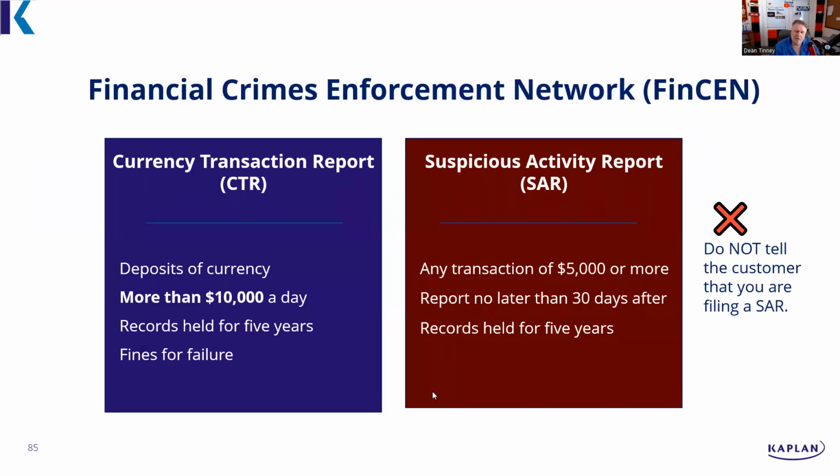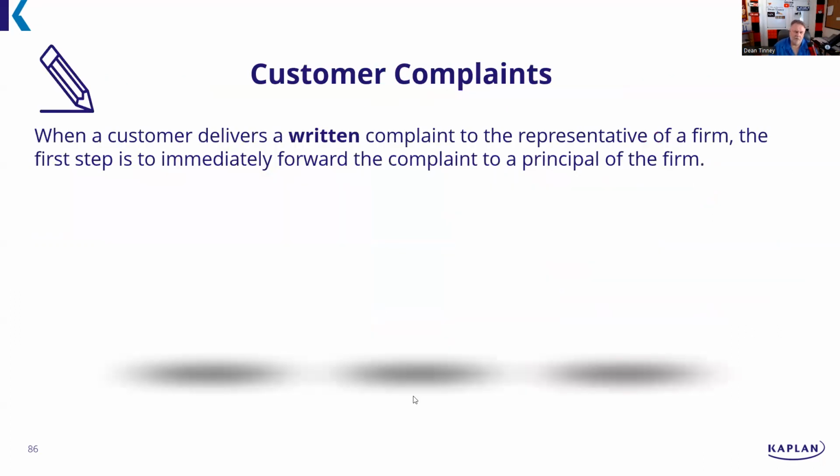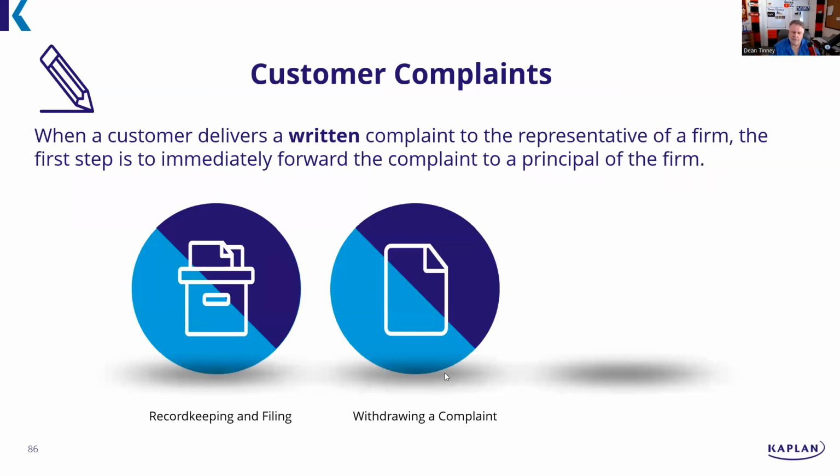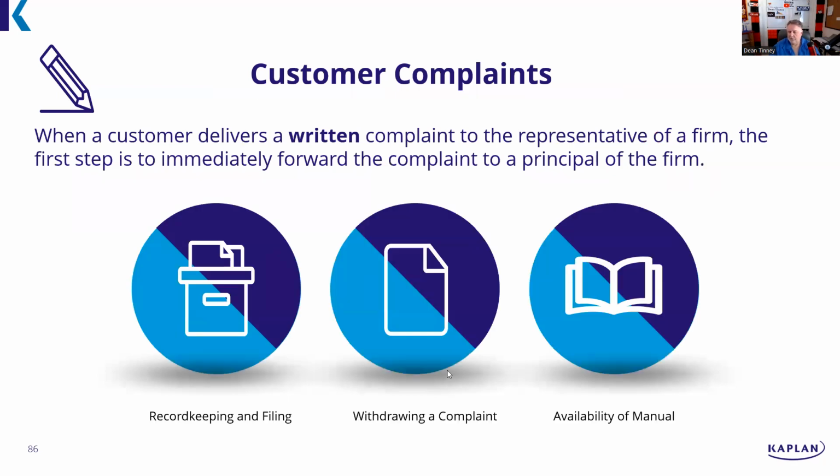5-year records are anti-money laundering records. So the CTR, the currency transaction report that gets filed with FinCEN, is a 5-year record. A suspicious activity report for $5,000 or more is a 5-year record. 65432. We're on 4. Customer complaints are a 4-year record.